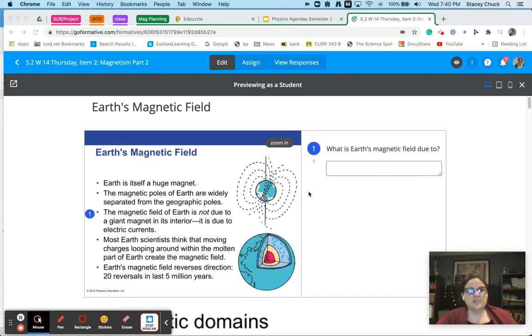Okay, so today's lecture is going to be covering the remainder of the concept of magnetism. We're going to start by discussing Earth's magnetic field. So Earth functions like a huge magnet, although it's not like a magnet you would hold in your hand that is a solid piece of metal.